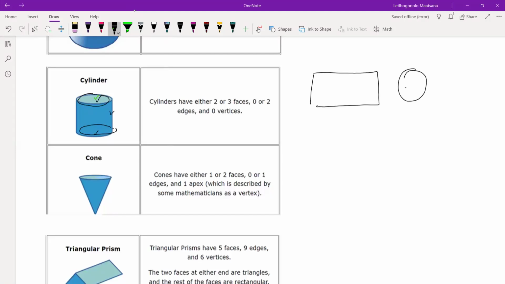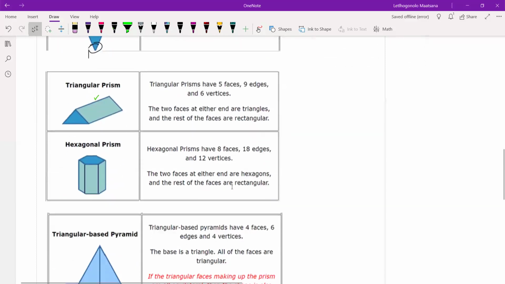The next one we have is a cone, which has 2 or 1 faces, depending on whether that is closed or not. It has 0 or 1 edge. In terms of edge, we're talking about a round circle, and it has 1 apex over there. An apex is described by some mathematicians as a vertex.